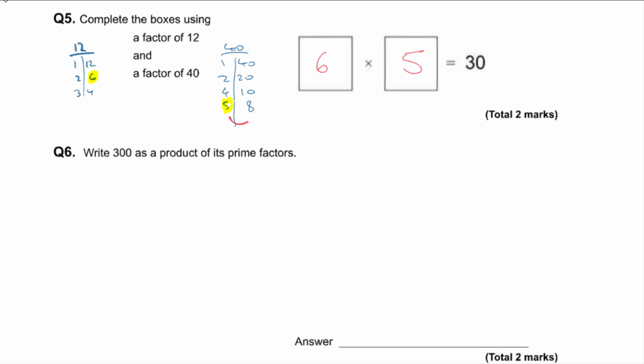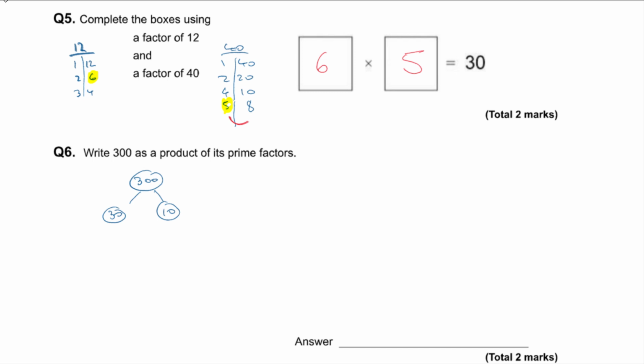Okay, question 6, write 300 as a product of prime factors. Now you can do this as a factor tree if you don't have a calculator with the function. So you'd write 300 at the top and you do 2 branches coming off it, and you think, well, what two numbers multiply together to give me 300? Well, I could have 30 and 10. Doesn't really matter which ones you pick, it always comes out the same way each time.